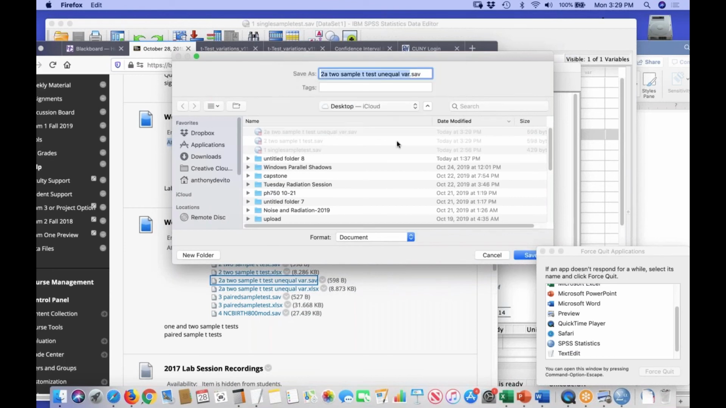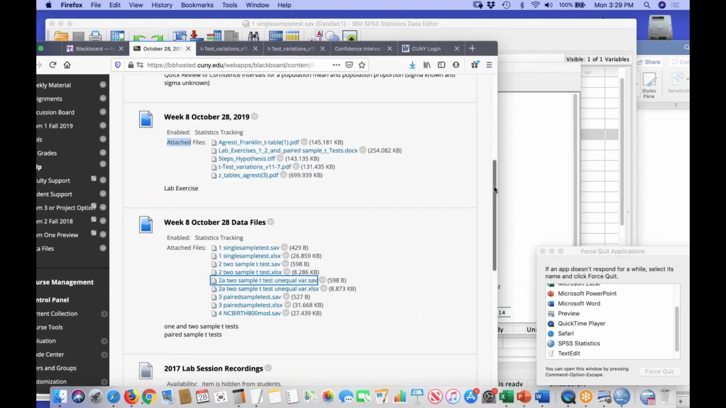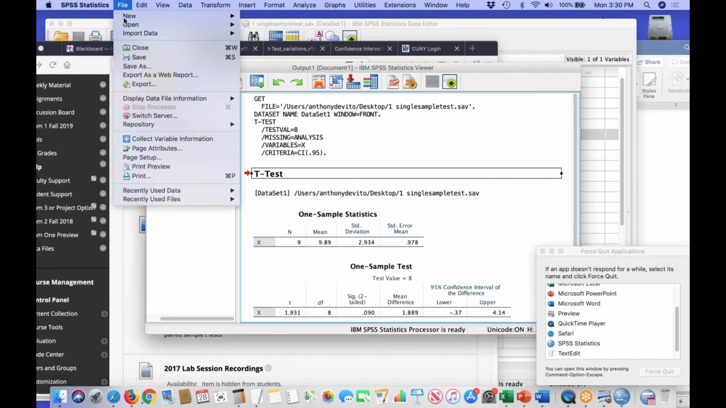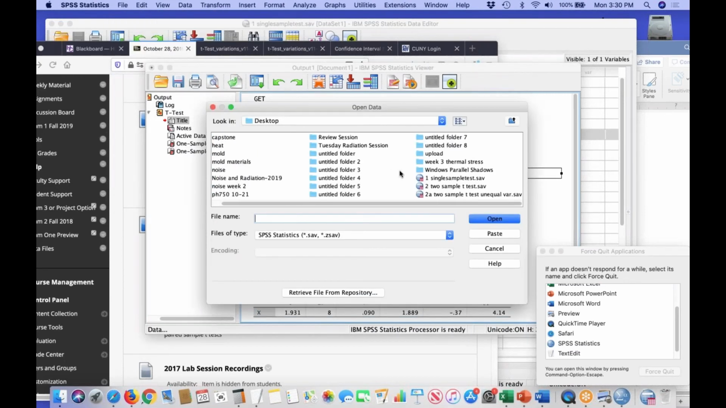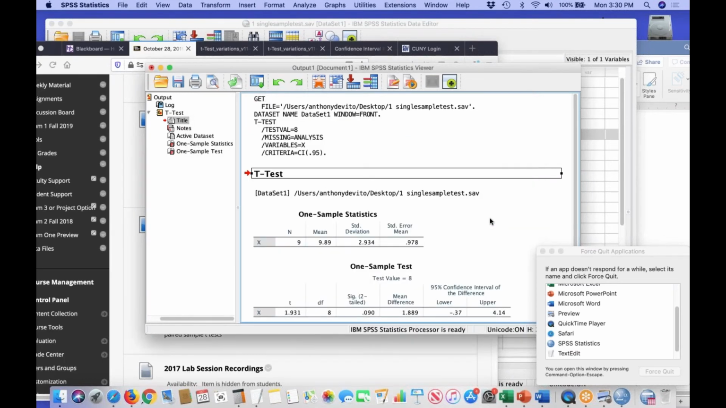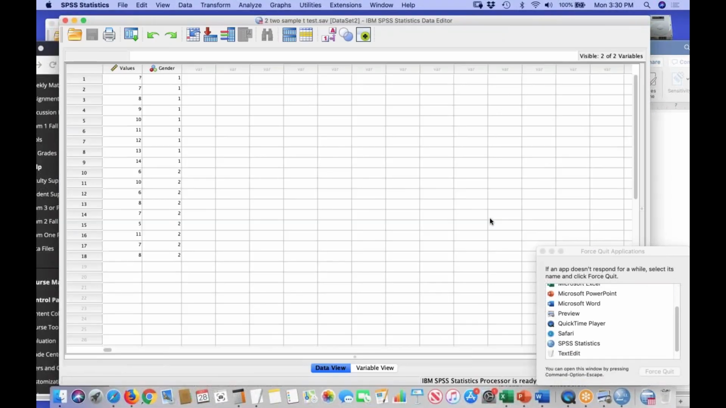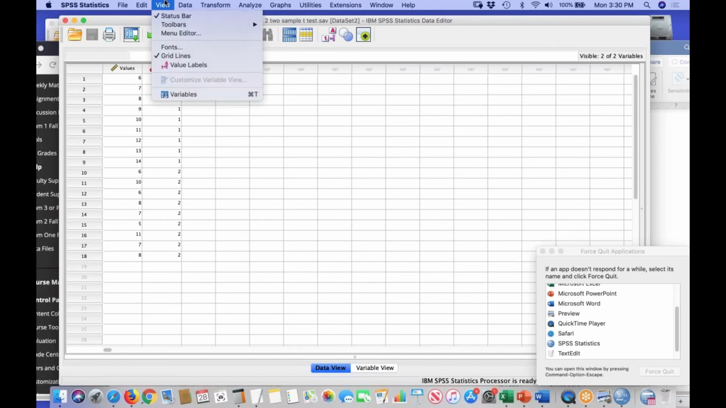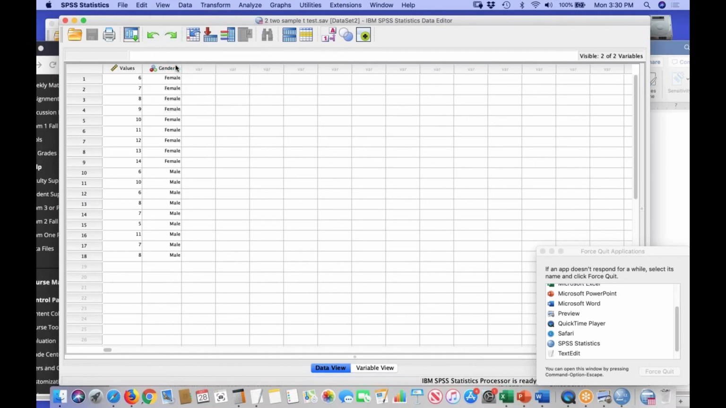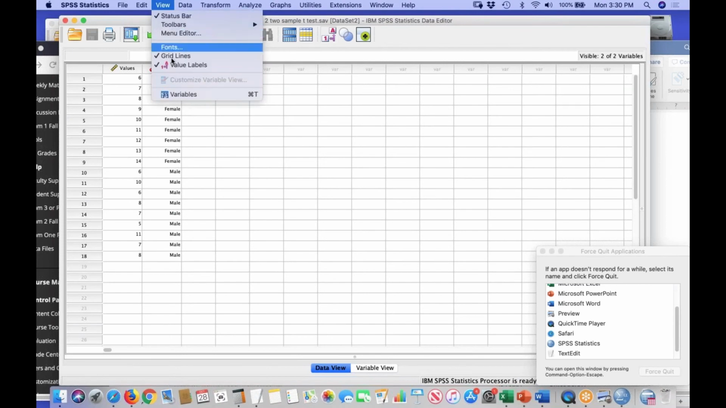Okay, so now I am going to open that file, open data, and open my two sample t-tests with equal variances. Same numbers we just worked with in Excel. Notice it's formatted differently. I have two variables, the gender, which is male for one. I can flip on these value labels and flip them off.